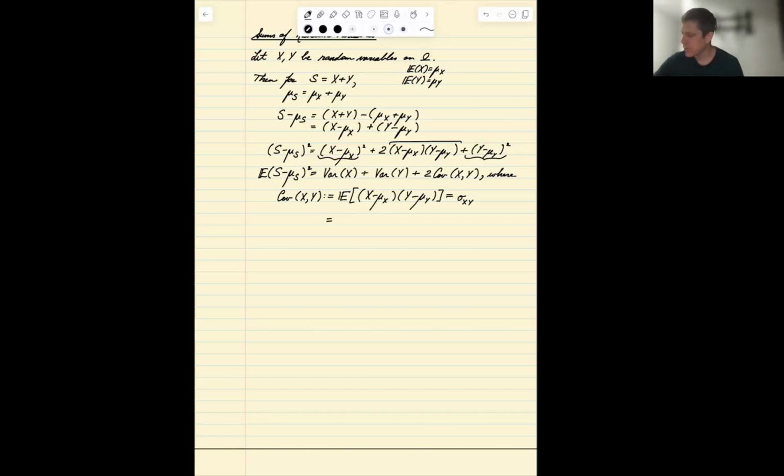And there is a computing formula for it. It's the expectation of X times Y minus the product of the expectations, expectation of X times expectation of Y. This is the covariance of X and Y.